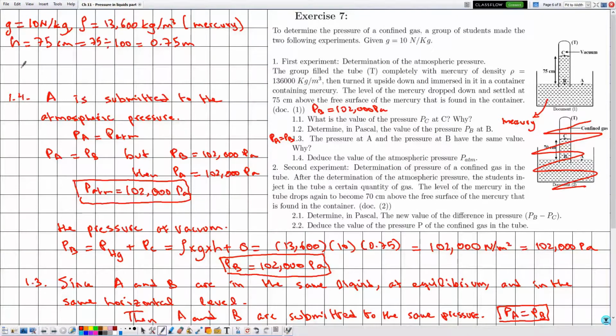So this result is important. The atmospheric pressure is equal to 102,000 Pascal.